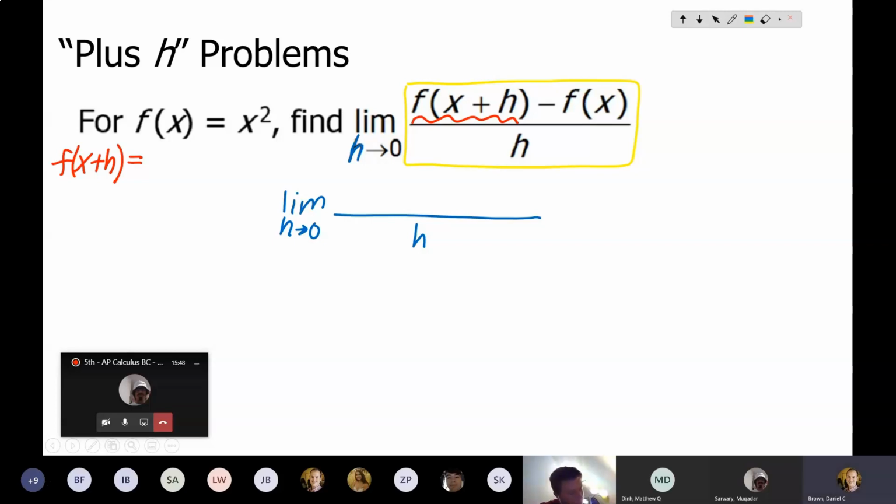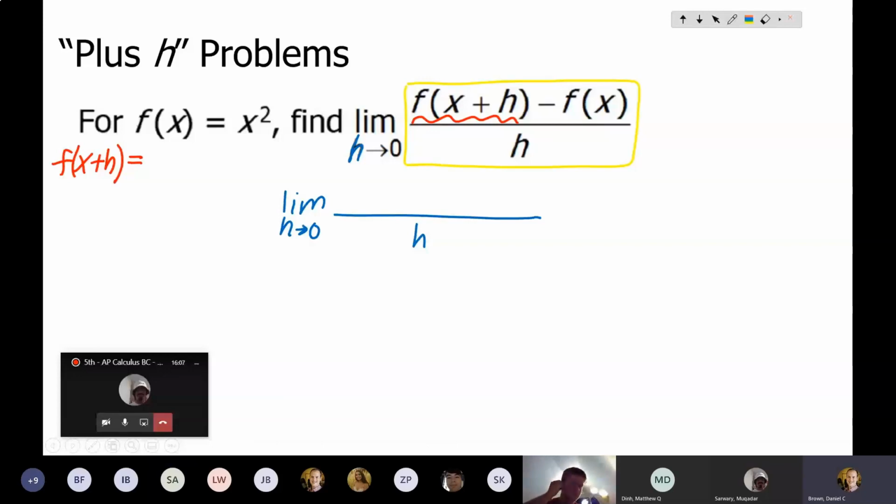Or I'll ask it this way. If you saw f of 2, what would f of 2 mean? You just plug it in. Plug in 2 for x. So if I say what is f of x plus h, what are you plugging in for x? X plus h.